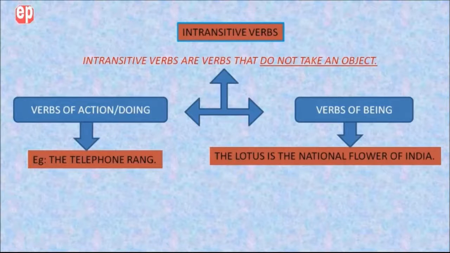The sentence will be incomplete without the phrase, the national flower of India. As the phrase, the national flower of India, completes the meaning of the sentence, it is therefore called a complement. There are various verbs of being, such as am, are, was, were, become, and became, which take complements to make complete sense.